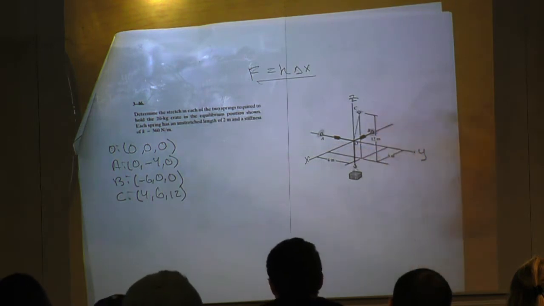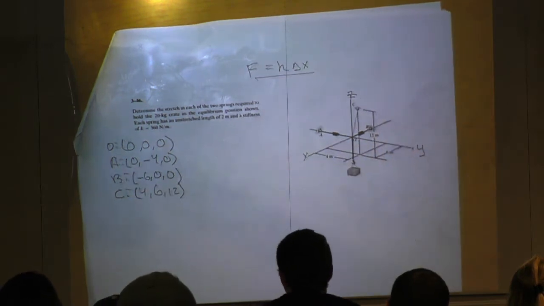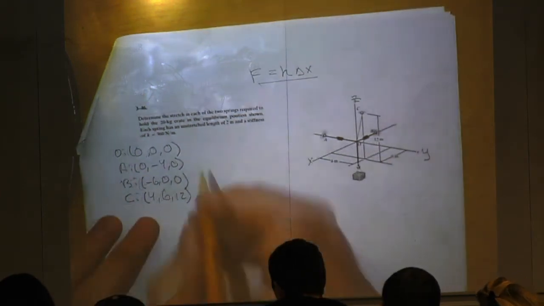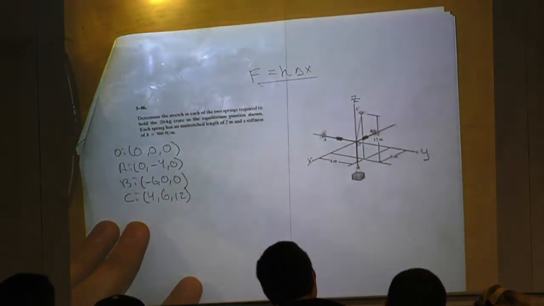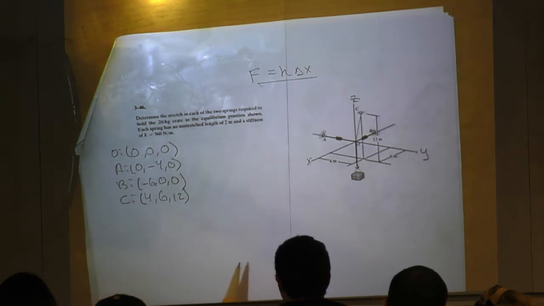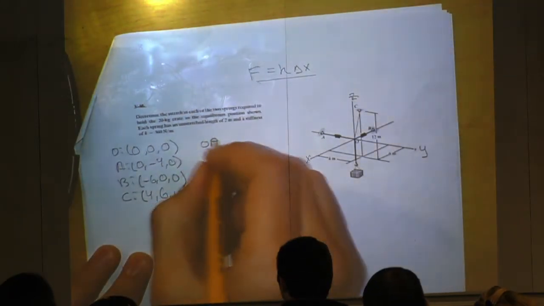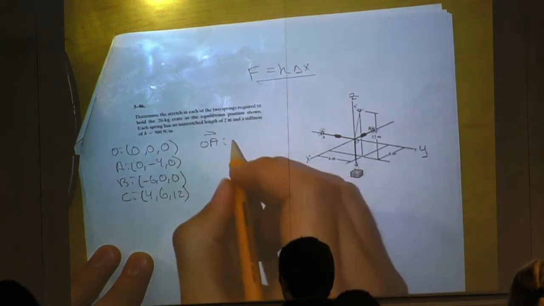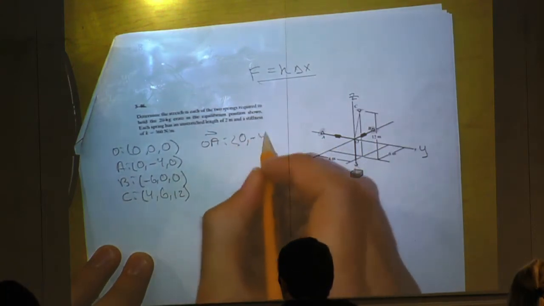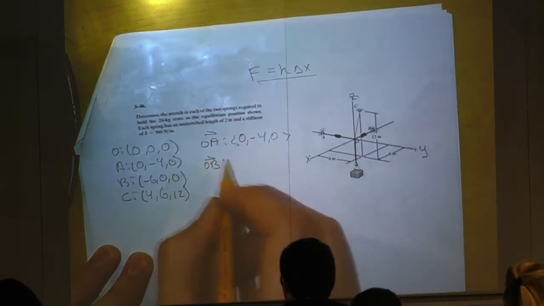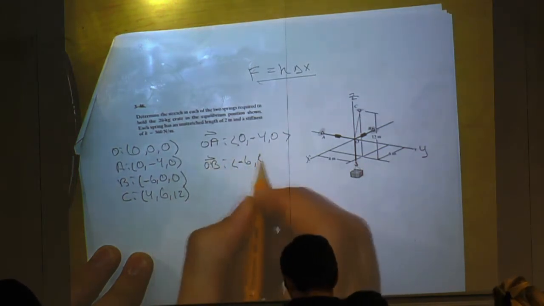All right, so I don't know the forces in each of these supporting ropes, right? So I want to find their position vectors, so that way I can compare them with some force equation and then solve with unknowns. So O to A, right, would be 0, negative 4, 0. O to B, negative 6, 0, 0.